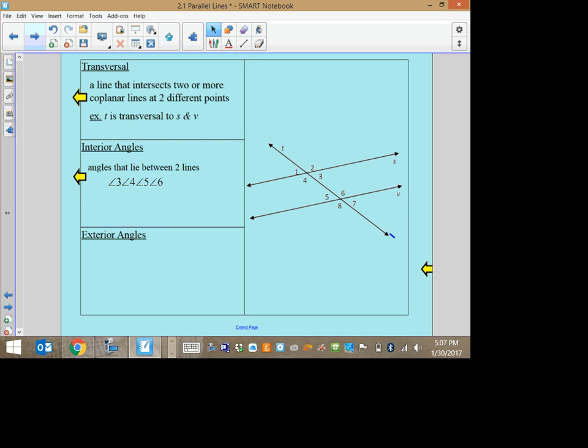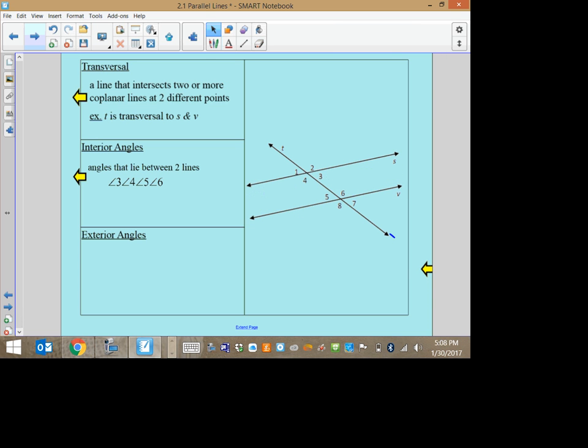Interior angles are angles that lie between the two lines. So that would be anything on the inside. I like to label it as I. So it would be angle 3, angle 4, angle 5, and angle 6.